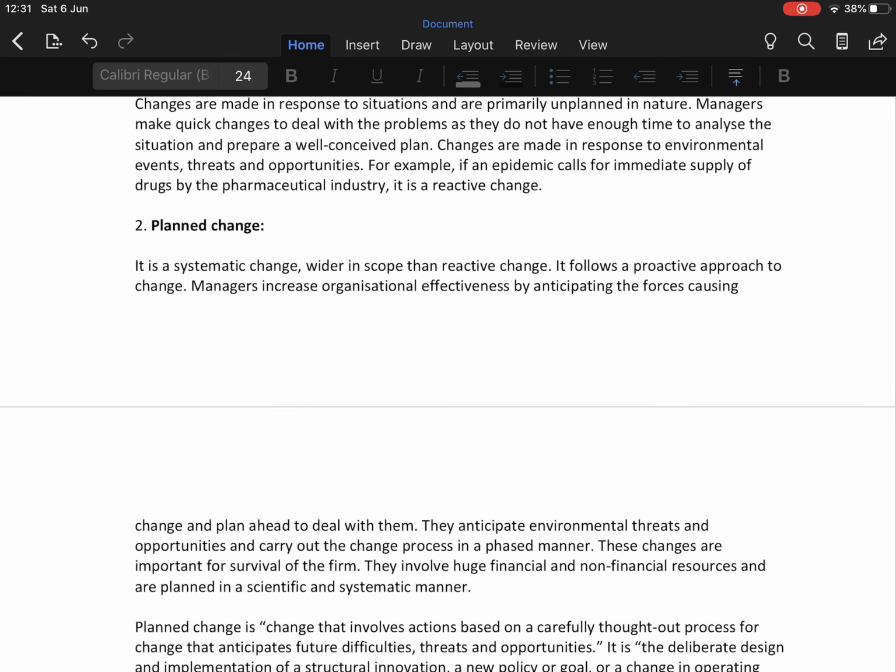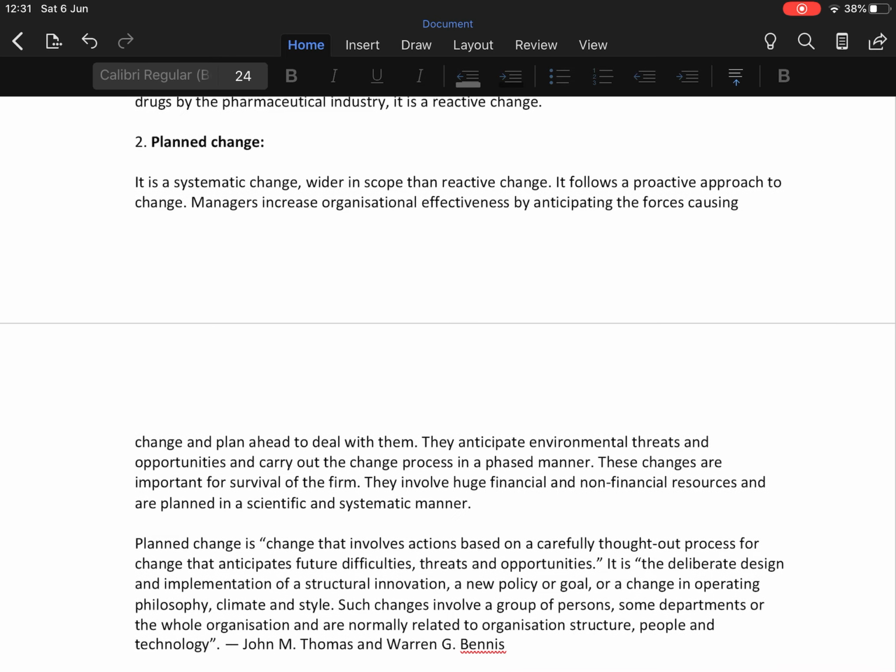Then comes planned change. It is a systematic change, wider in scope than reactive change. It follows a proactive approach to change. Managers increase organizational effectiveness by anticipating the forces causing change and planning ahead to deal with them. They anticipate environmental threats and opportunities and carry out the change process in a phased manner. These changes are important for survival of the firm. They involve huge financial and non-financial resources and are planned in a scientific and systematic manner.